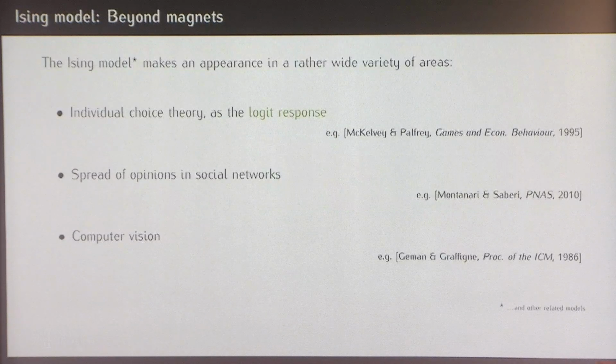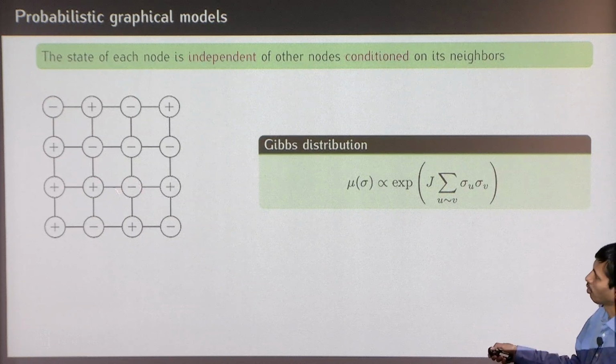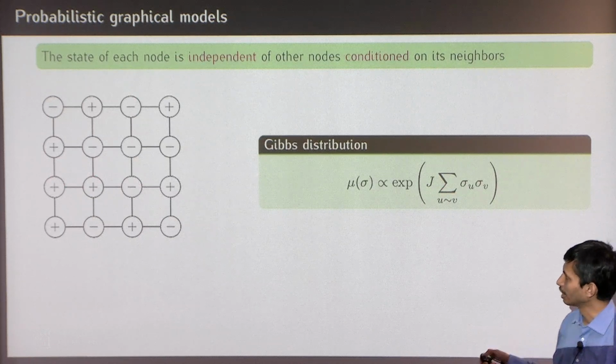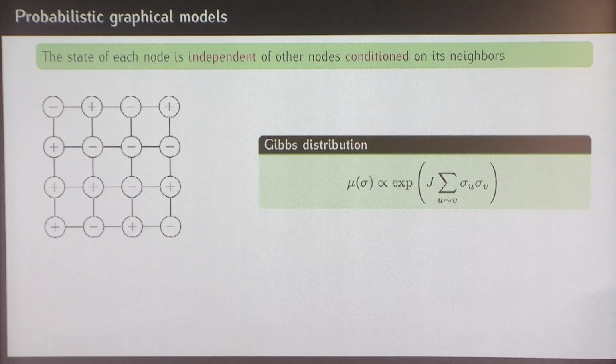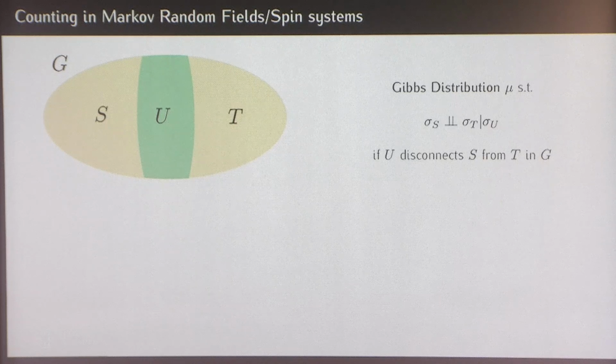And this is not surprising because it's maybe the simplest example of a very large class of distributions called probabilistic graphical models. And the crucial property that the model has is this one, that if I look at the state of any one node in this probability distribution, then it's independent of all the other nodes conditioned on its neighbors. And that is a consequence of the form of the Gibbs distribution. But this property can be looked at in more generality, and that's the whole subject of probabilistic graphical models.